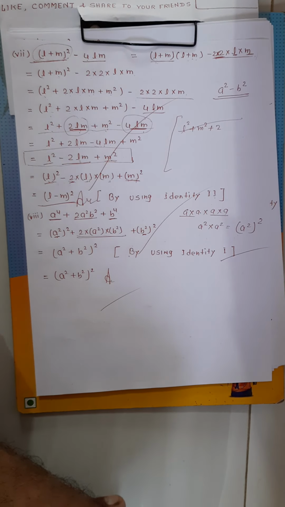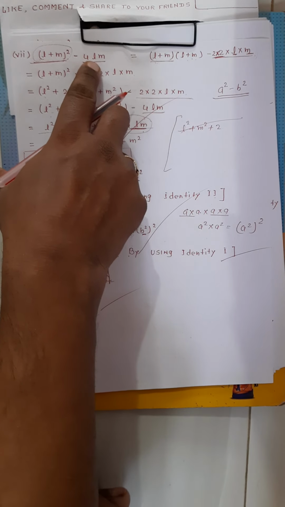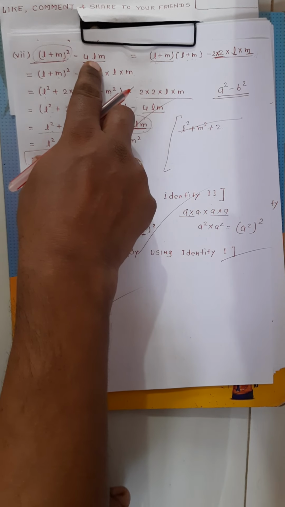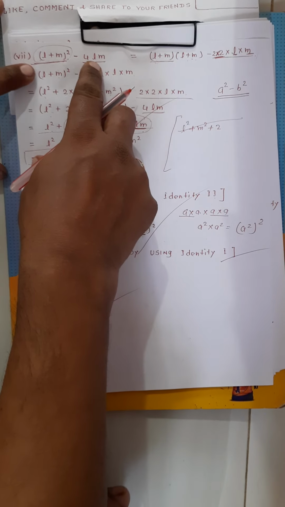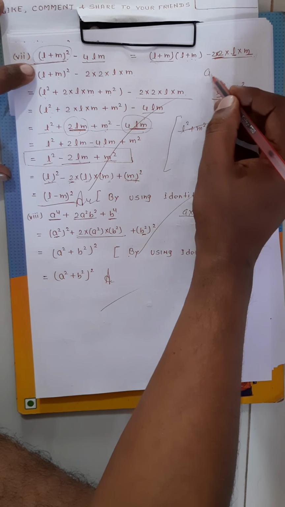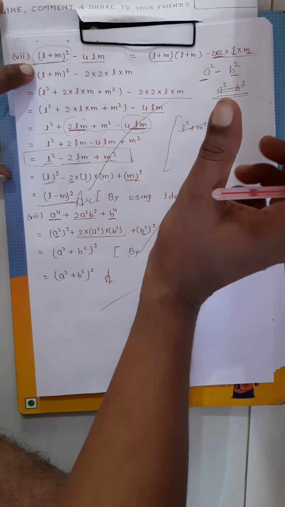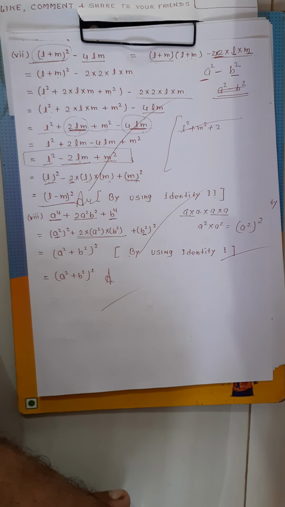Now again I want to say from the first: why didn't we use identity number third here? We didn't use identity number third because, when you study questions related to identity number third, you will confirm that for identity number third we need 2 terms, and both terms should be perfect squares.